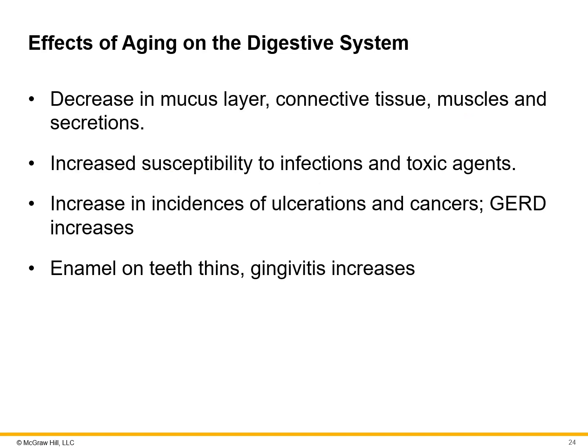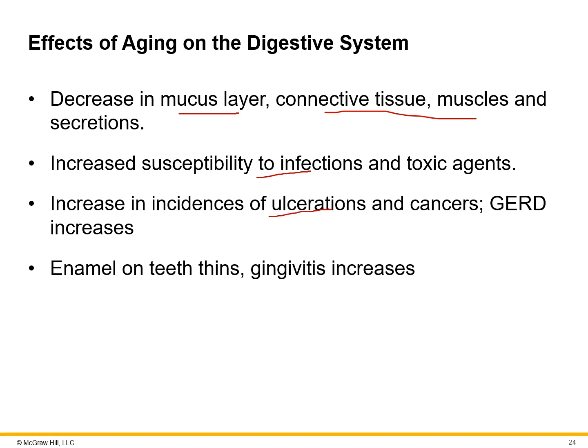Now, what happens with aging on our digestive system? As we age, the mucus layer starts declining, so less mucus, a little bit less fluidity moving through the digestive system, less connective tissue, muscles and secretion. So ultimately less digestion. The flow through the digestive system decreases. There's increased susceptibility to infection because, again, we're not moving things through. They're hanging out longer. Those immune reflexes are decreasing as well.